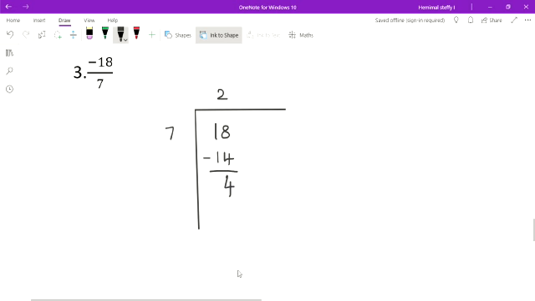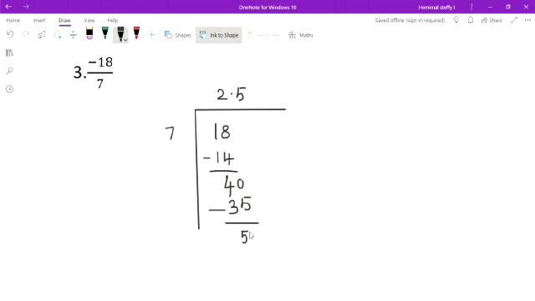Then I want one more number, because 4 cannot be divided by 7, so I put the point here. It's a point, it means we can add 0 with this number. 40. What is the value? 5 sevens are 35. And I subtract the two numbers, it gives 5.